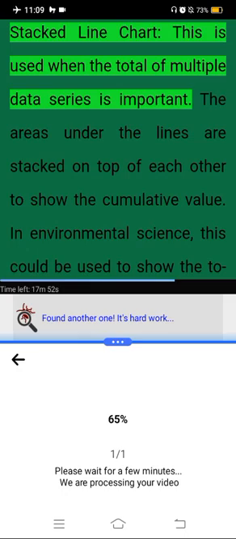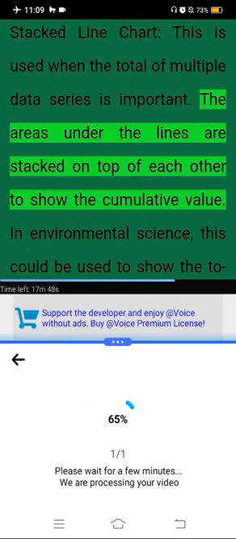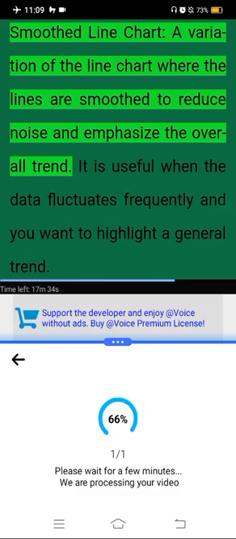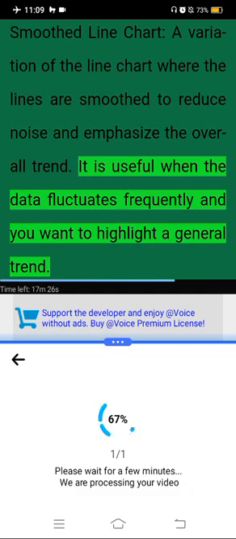Stacked line chart. This is used when the total of multiple data series is important. The areas under the lines are stacked on top of each other to show the cumulative value. In environmental science, this could be used to show the total environmental impact of multiple pollutants over time. Smooth line chart. A variation of the line chart where the lines are smooth to reduce noise and emphasize the overall trend. It is useful when the data fluctuates frequently and you want to highlight a general trend.